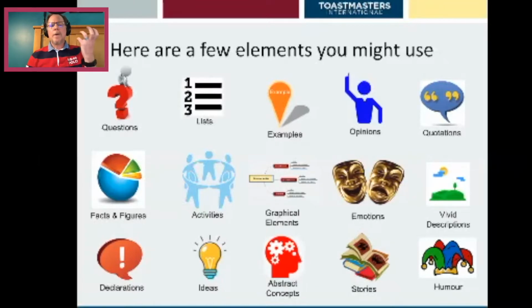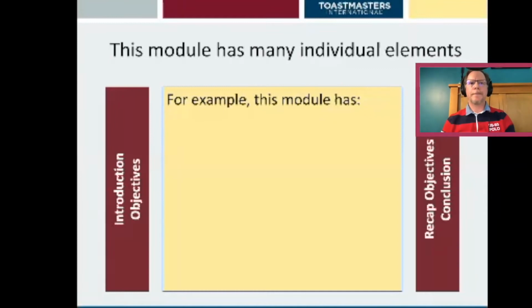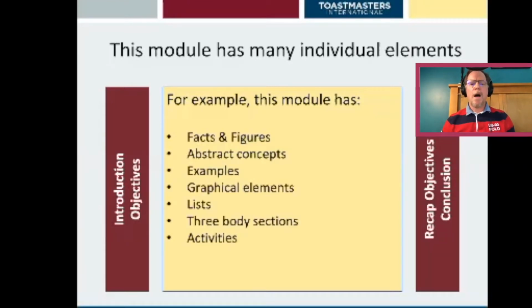The idea is, as you're writing your speech, you may have some ideas. You might have heard a quotation you really like, or you might think of a question that might engage the audience. You might think, if I say it this way, I'm going to get an emotional reaction. So those are the little elements that you can include. If we talk about this particular speech structure module, we have some introduction and objectives we've covered. I will do a recap and a conclusion. And in the middle, I've got some facts and figures. I told you about a bridge in France. We're going to have some abstract concepts, some examples, some graphics, lists. We'll have 3 sections in the body. We'll have some activities. So they're all going to be here.